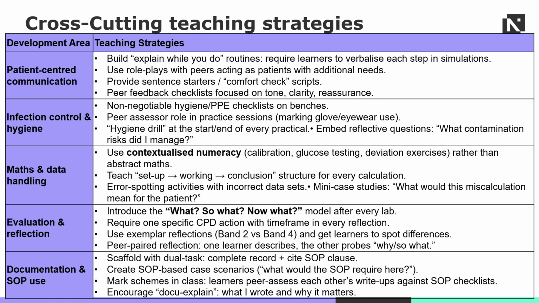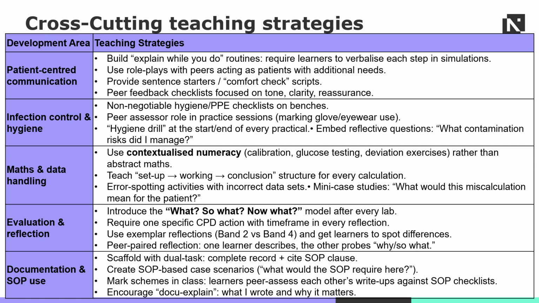Finally, documentation and SOP use. While records were often correct, references to SOPs were missing or superficial. The strategy is to couple documentation with justification. Ask learners not just to complete the record, but to cite the relevant SOP clause. Give scenarios where SOPs drive the decision making and use peer assessment against SOP checklists. Encourage a docu-explain habit where learners record what they did and then explain why it matters.